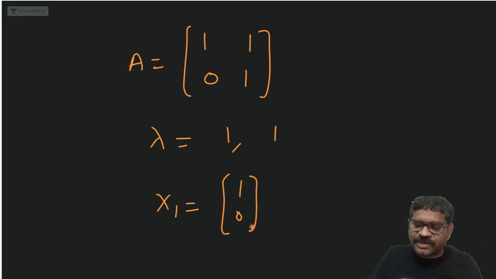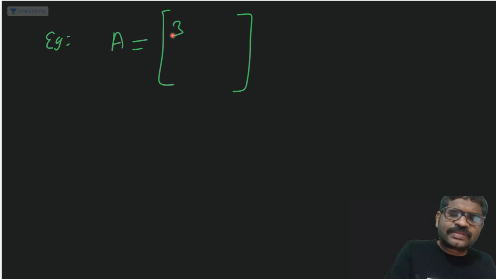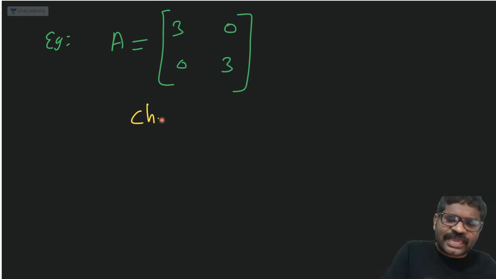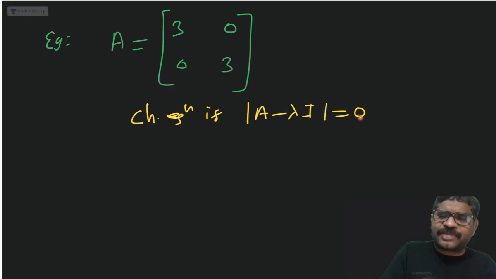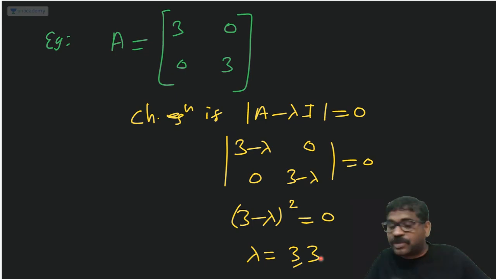Okay, next example. For example, matrix A is [3 0; 0 3]. Now what are the eigenvalues? The characteristic equation is determinant of A minus lambda equal to 0: determinant of [3 minus lambda, 0; 0, 3 minus lambda] equal to 0, (3 minus lambda) whole square equal to 0, lambda equal to 3 comma 3. Again, one eigenvalue repeated 2 times.